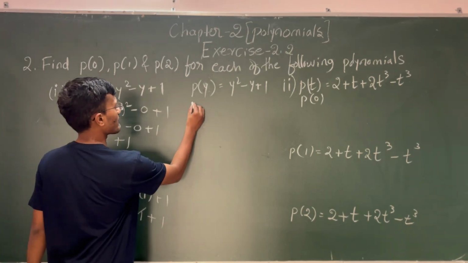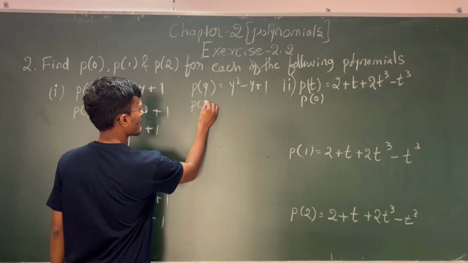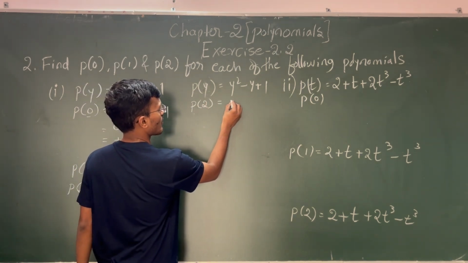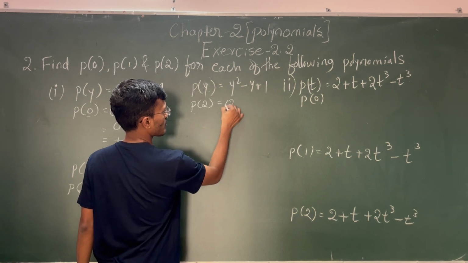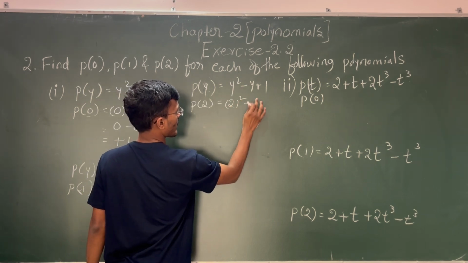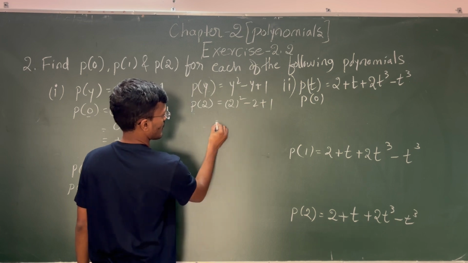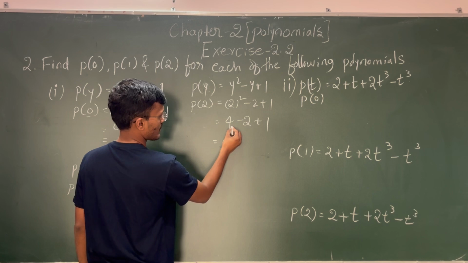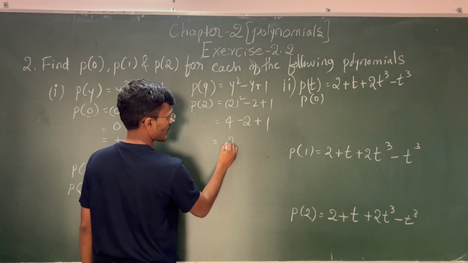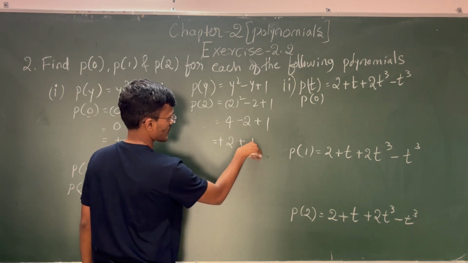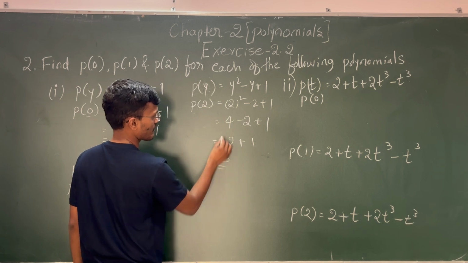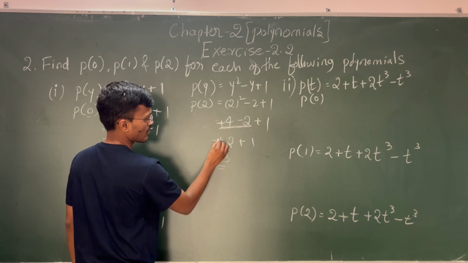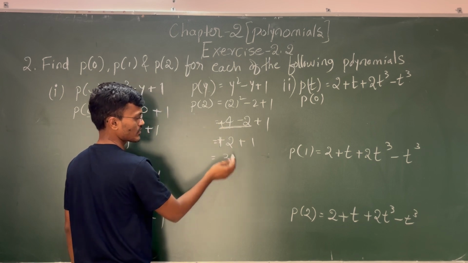So now next, P2. 2 square minus 2 plus 1. 2 square is 4, and minus 2 plus 1. 4 minus 2 is plus 2, and plus 1. So the answer is 3. So among these two numbers, the greater number has a positive sign. So for that reason you need to put a positive.